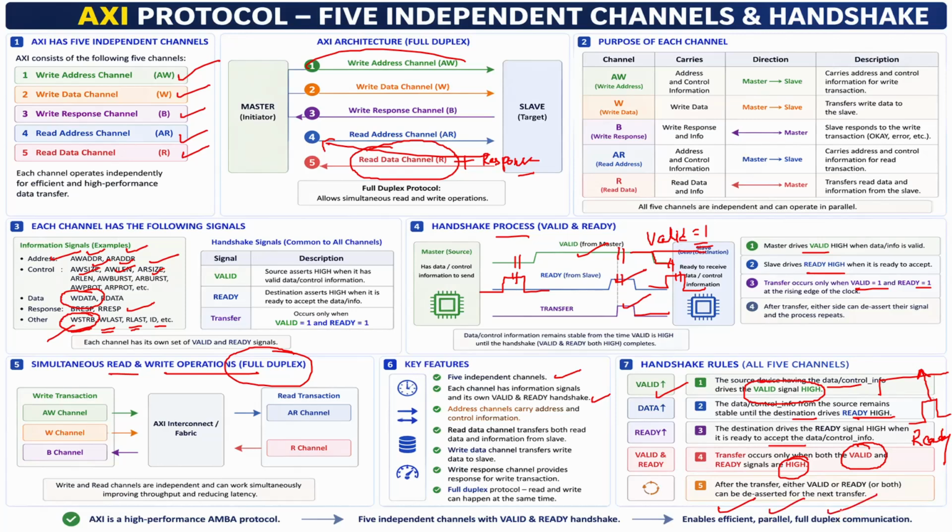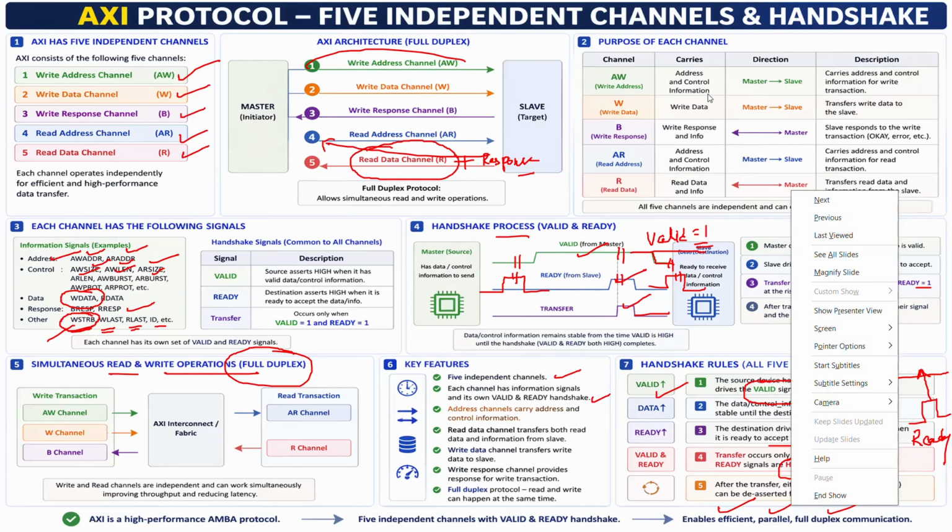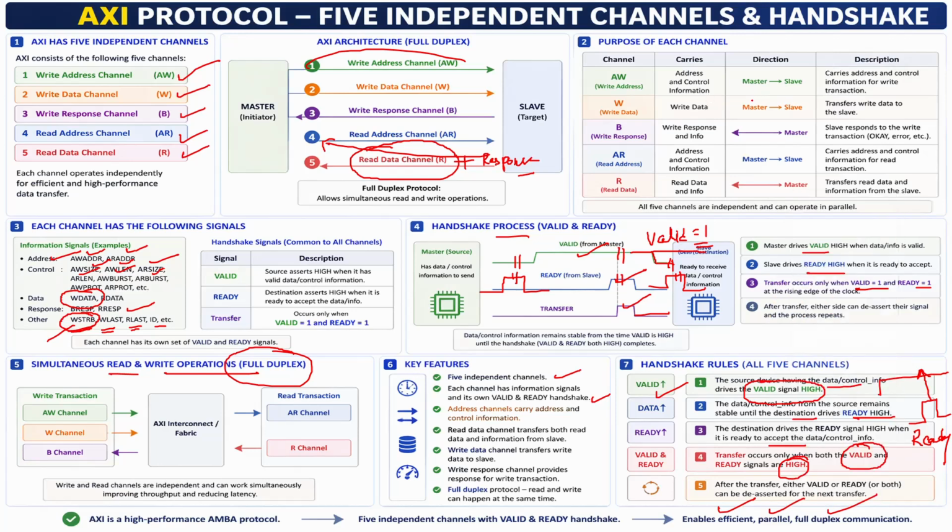Full duplex I told you, right? So parallel communication will be happening. So these are the five channels, and I told you the purposes of the five channels. Okay. So the write address channel. What is the purpose we are having? In the write address channel, we are sending the address to the slaves. That is the main function here.